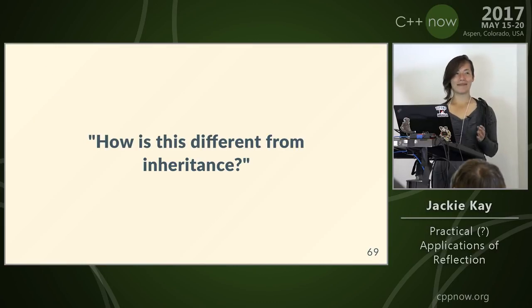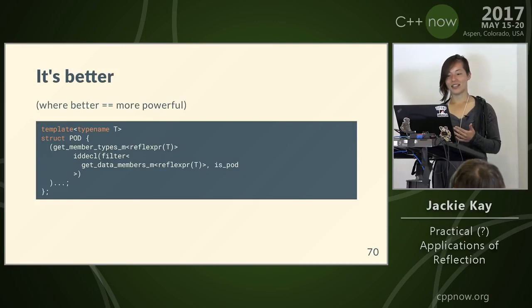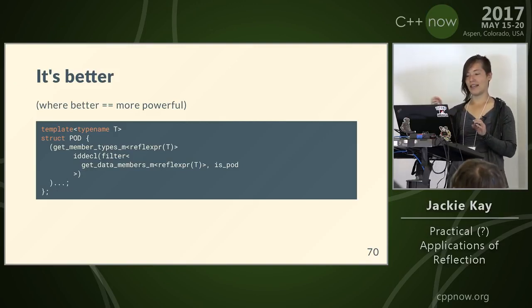You know, how is this any different? Or, you know, it feels like it's actually worse than inheritance because I haven't recorded that there's a relationship between these structs. Well, I actually think this is cooler than inheritance because you could filter on a predicate about those data members. And rather than inheriting from something, you could have a more expressive relationship between them. So for example, you could say, I want to get all of the pod members of T for some reason. Maybe that defines that this is serializable, or that defines that I can do a safe operation with these.